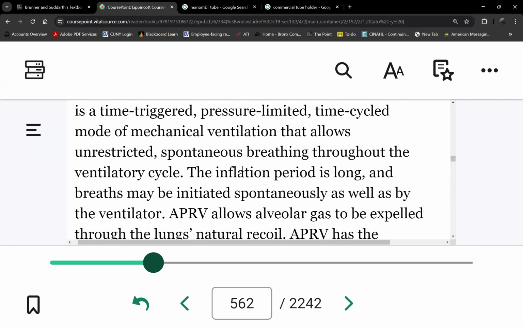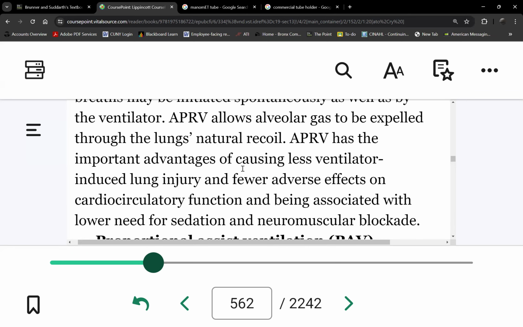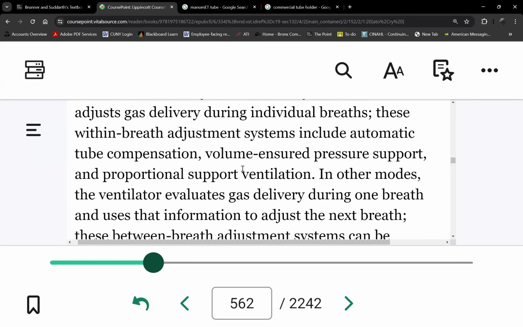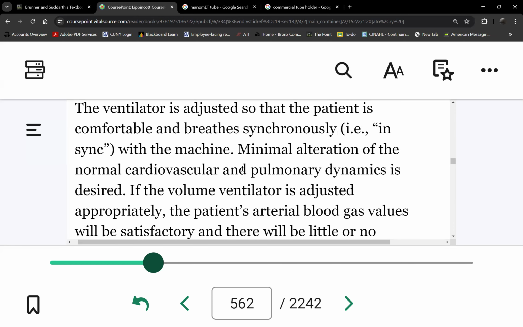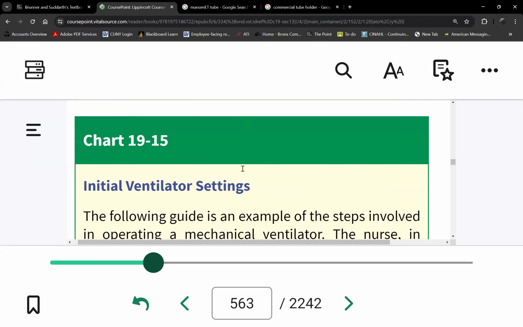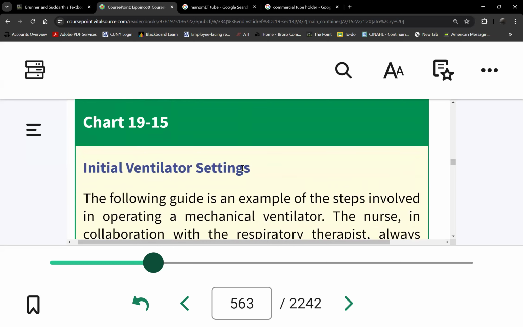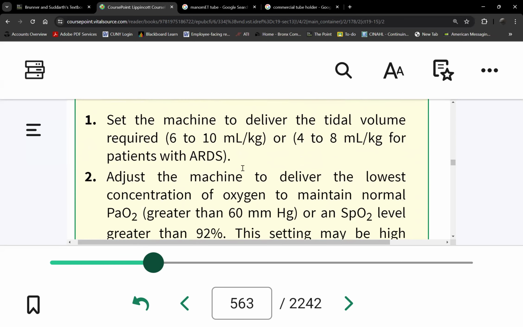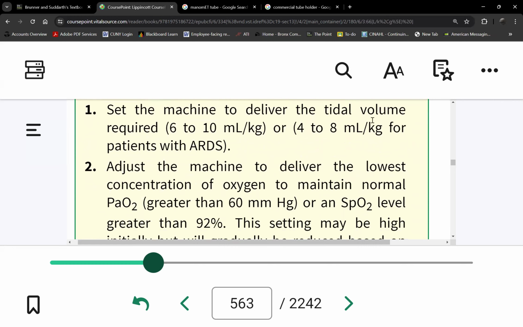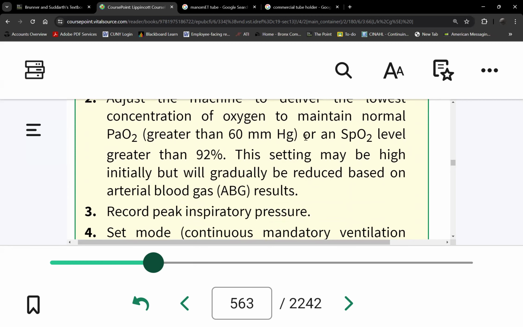A few things left, which are complications now. Let's go to the settings first. We should have started with this earlier, but it's pretty simple. 19-15. You know the tidal volume, yeah? It's 6 to 10, or sometimes 6 to 8.